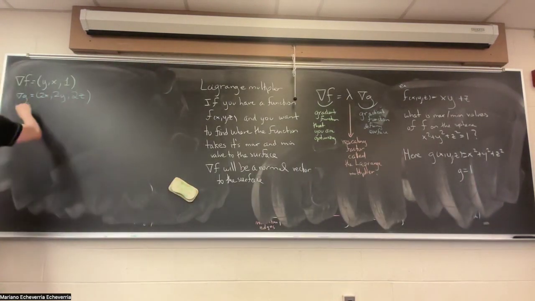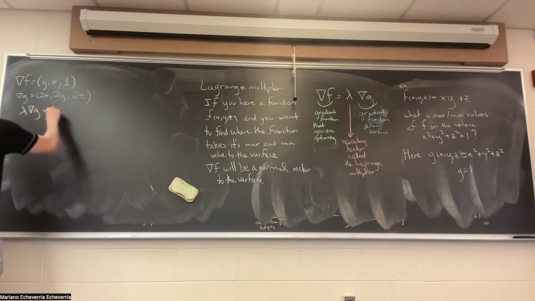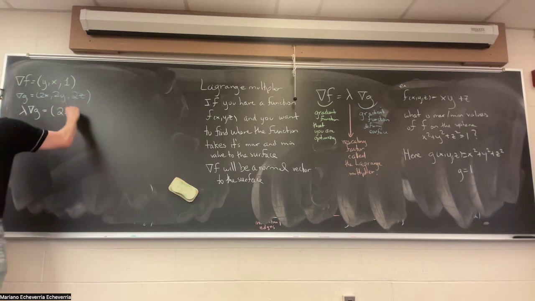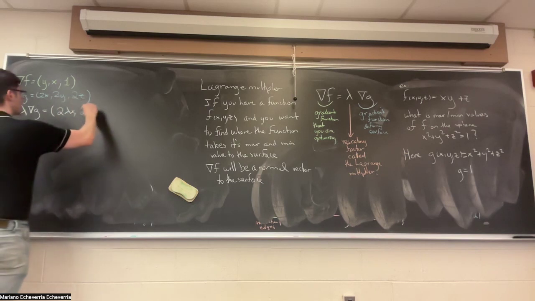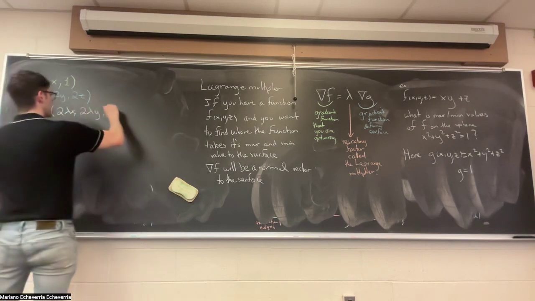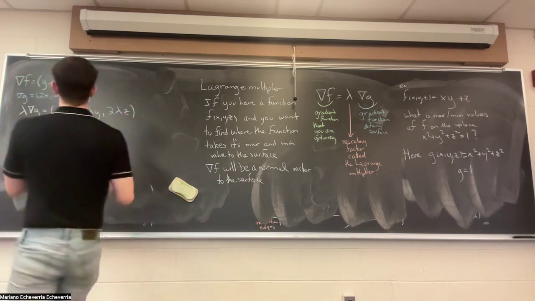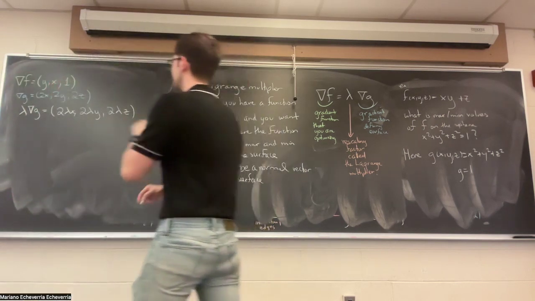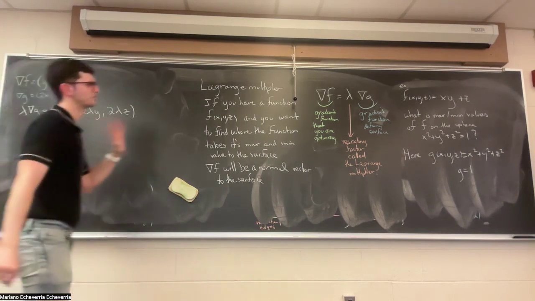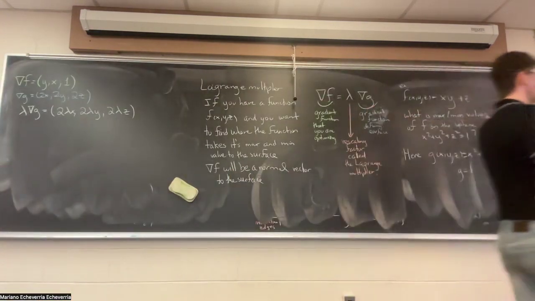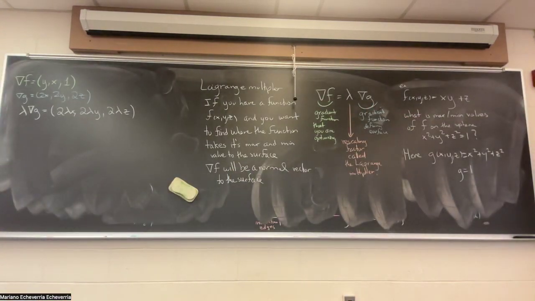So what is lambda times the gradient of g? That's 2 lambda x, 2 lambda y, 2 lambda z. Okay, so you just multiply the second gradient by lambda. That's a convention; you could have put the lambda in the first one, but the standard convention is lambda multiplying the gradient of the surface.